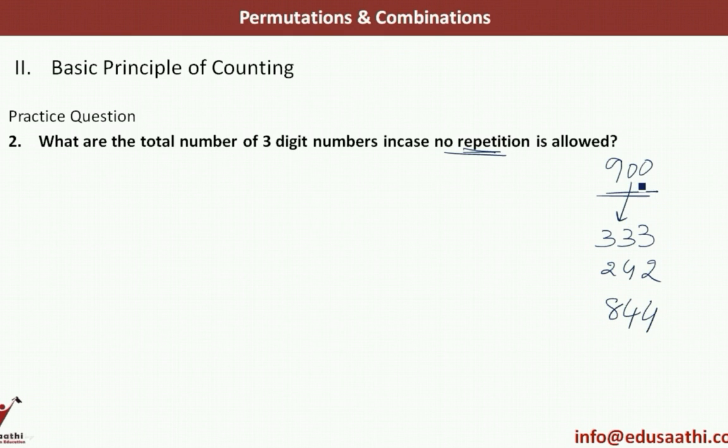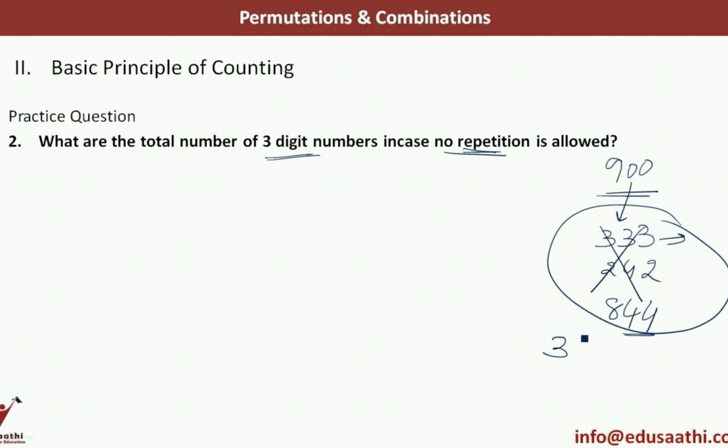So basically these 900 numbers include the numbers where a digit is repeated more than once. For example, here we have 3 threes, so the 3 turns up 3 times. Here we have 2 coming up twice. Here we have 4 coming up twice. This question asks me to find the total number of 3-digit numbers such that none of these digits is repeated. So I can have a number like 3, 4, 5 or 6, 8 and 9 where every digit is distinct.